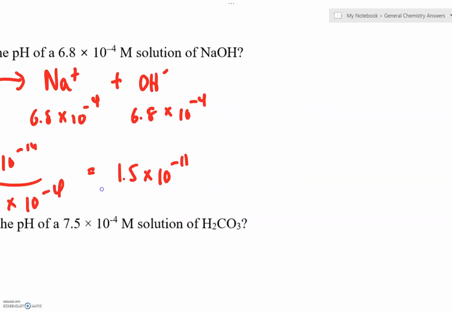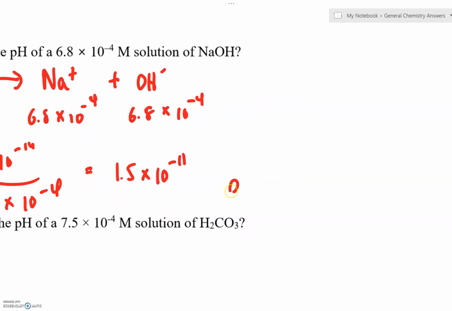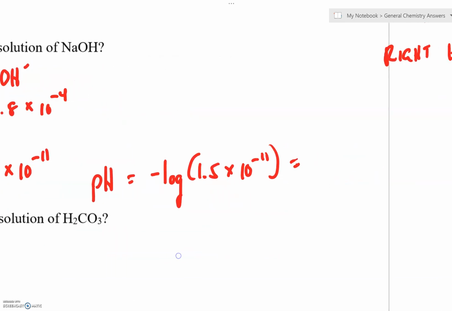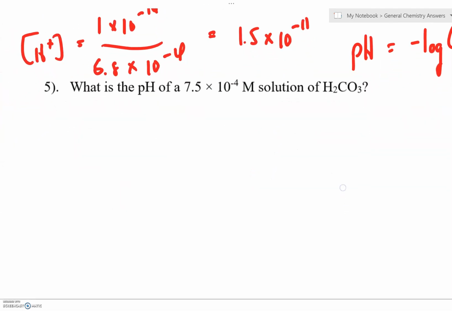We're going to use this right in the next equation to find pH. So negative log of our answer, 1.5 times 10 to the minus 11th. So let's say negative log of our answer, 10.83. Okay. All right, last one, ladies and gentlemen.